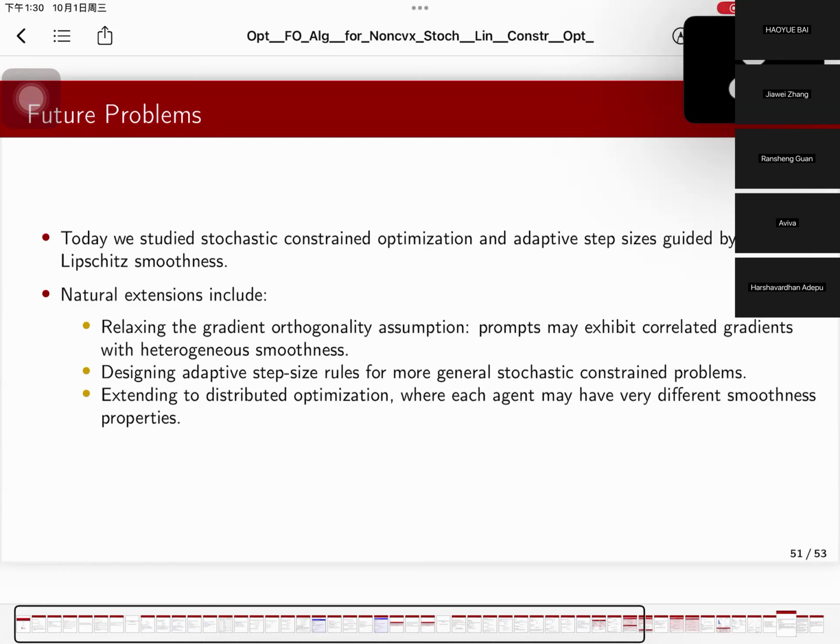Also, in many machine learning applications, we have imbalanced data for different data samples. They might have very different Lipschitz smoothness and local curvature. So can we utilize these properties to help us design faster algorithms? So this is all about the talk today. Thank you so much.